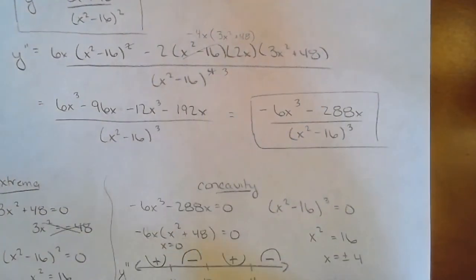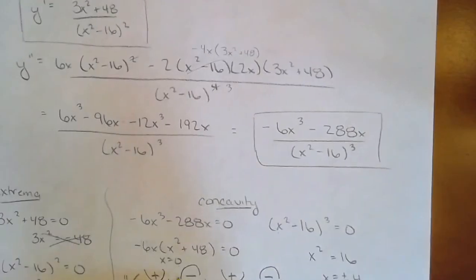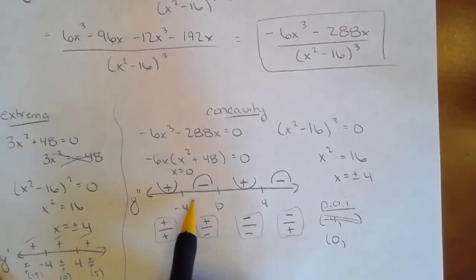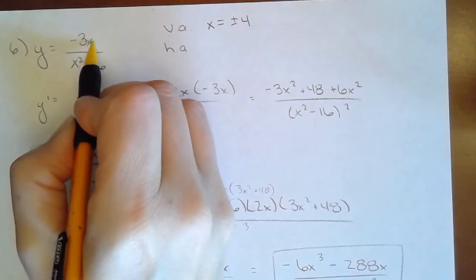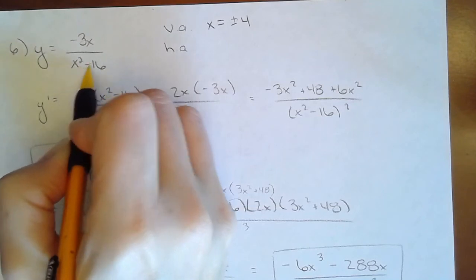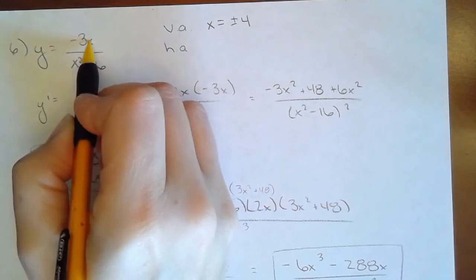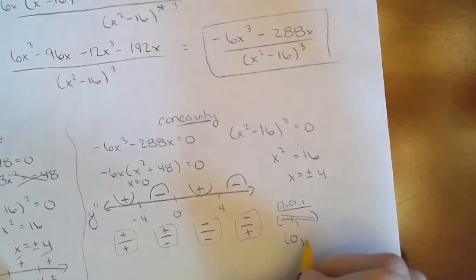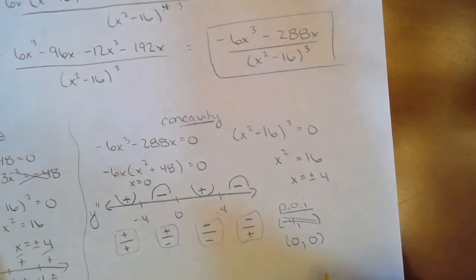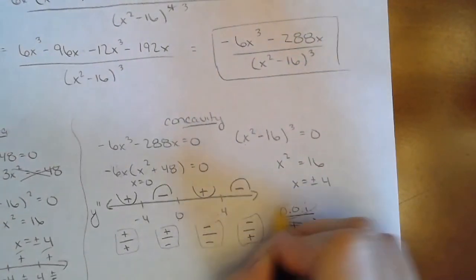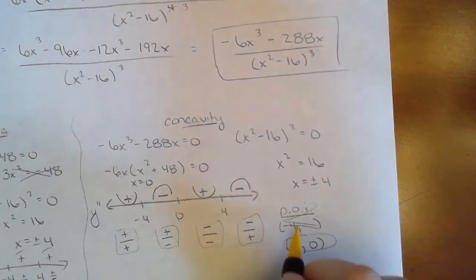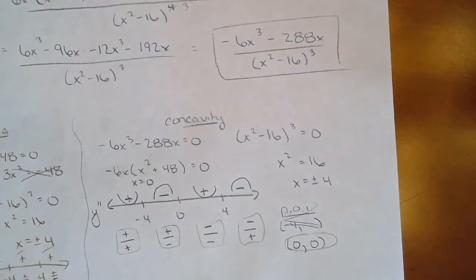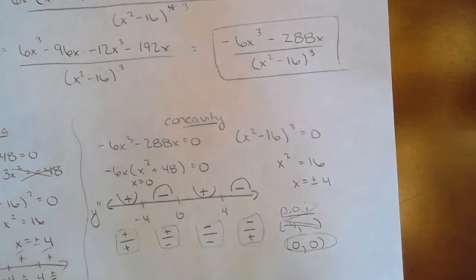But let's try putting in 0. I mean, it is a concavity switch. It's just not a concavity switch at a point. So what happens when we plug in 0, again, to get the y value? We get 0 over 0 minus 16. Well, that's 0 over negative 16, which is 0. So (0, 0) is a point of inflection. Now again, plus or minus 4 actually were asymptotes. So they're places where the concavity switches, but they are not points.